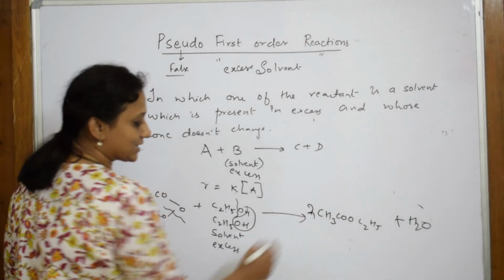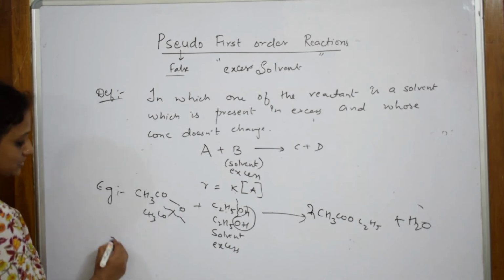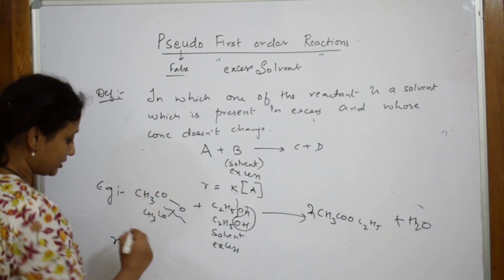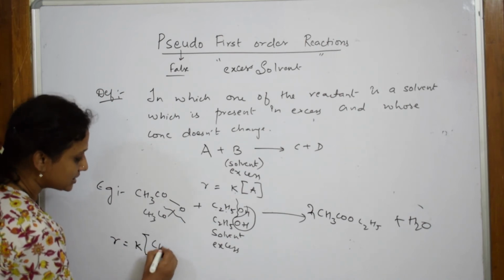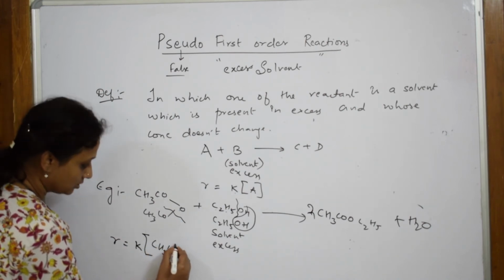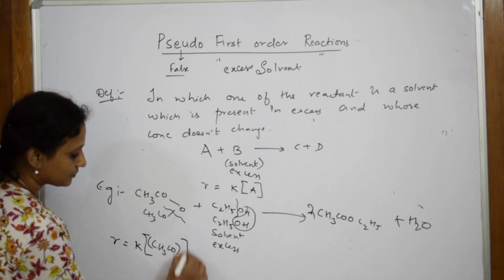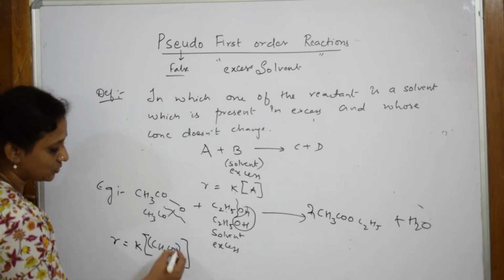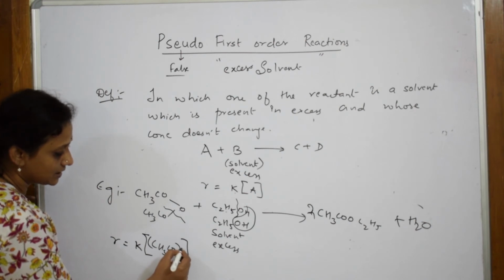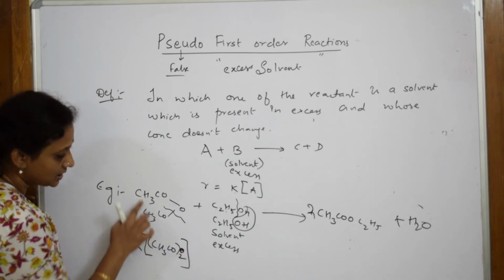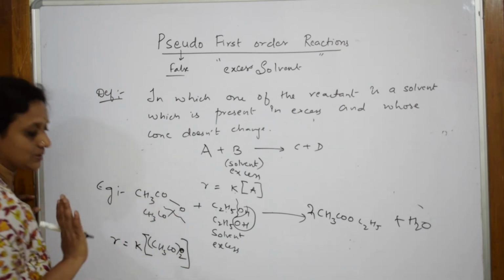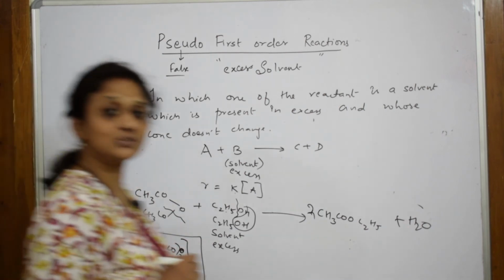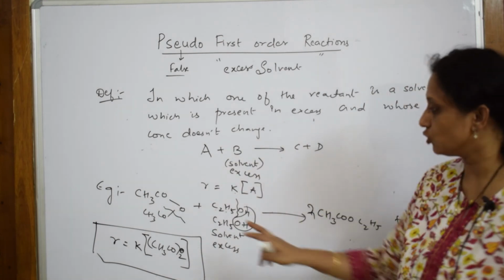So for such reactions, the rate of the reaction depends on k into only one reactant. Only one reactant you're going to take. That is CH3CO taken twice. CH3COO taken twice. This is only one oxygen, right? So rate depends on only one concentration term. That is why it is called pseudo first order reaction, though both are participating.